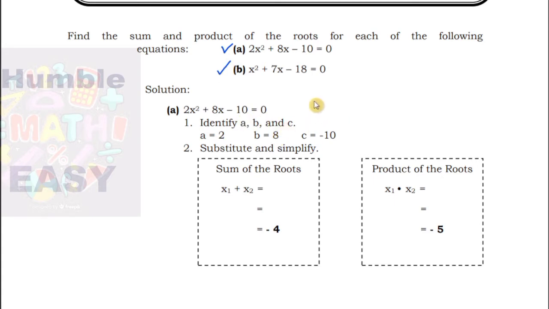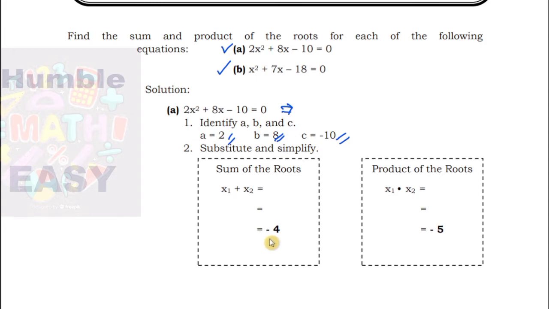So for us to work out with this, the first one, which is A, we're going to understand first the values of our a, b, c, or the numerical coefficients of all terms in the quadratic equation, from the quadratic term down to the linear term, the next is the constant term. So in this given 2x squared plus 8x minus 10 is equal to 0, we now have here a as 2, b is 8, and c is negative 10.